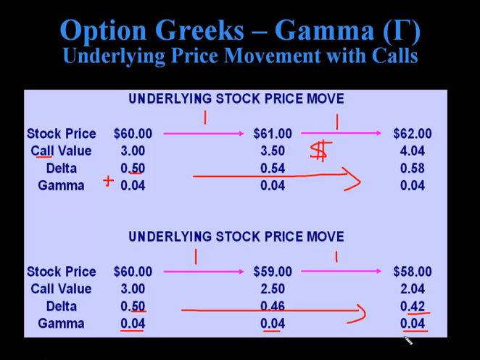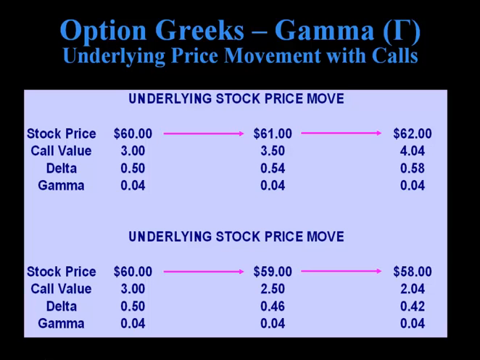It'll take a bigger move to move gamma. But what that tells you is that as you're losing money, you lose money at a decelerating rate. So positive gamma for calls is a good thing. You gain money at an accelerating rate and you lose money at a decelerating rate. That's the best of both worlds. That's what positive gamma will do for you. Now let's look at puts. Let's see what happens with puts.